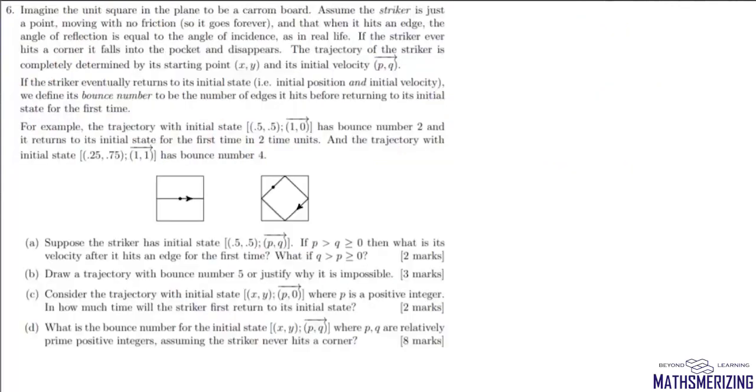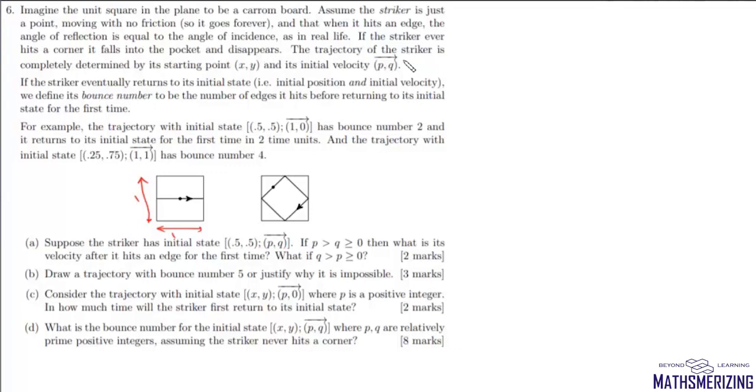Now question number 6, it is sort of a puzzle. It says, imagine a unit square in the plane to be a carom board. So it is a unit square. This length is 1 and this length is also 1. Assume the striker is just a point moving with no friction, and that when it hits an edge, the angle of reflection is equal to the angle of incidence as in real life. If the striker ever hits a corner, it falls into the pocket and disappears.